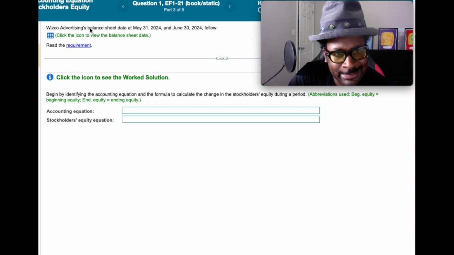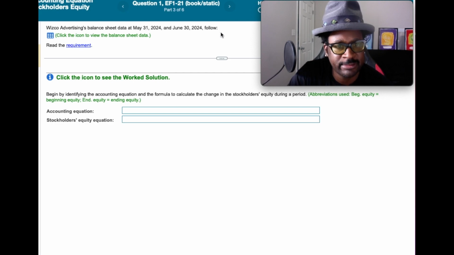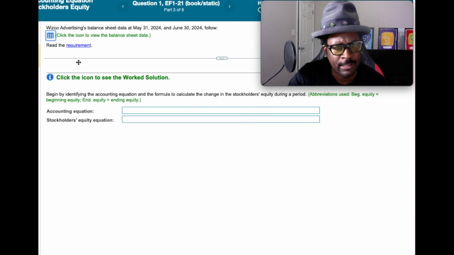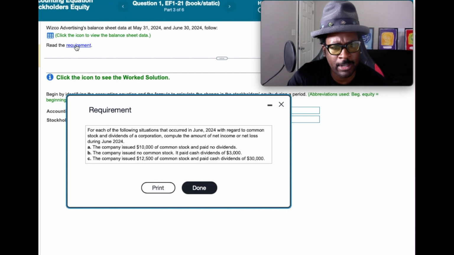Wisco Advertising balance sheet data for May 31st and June 30th is as follows. Let's click on this. So they've given us total assets and total liabilities for May 31st and June 30th respectively. No stockholders equity. And then it tells us to read the requirement.